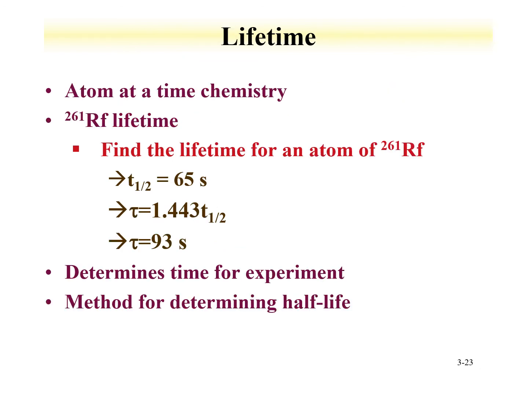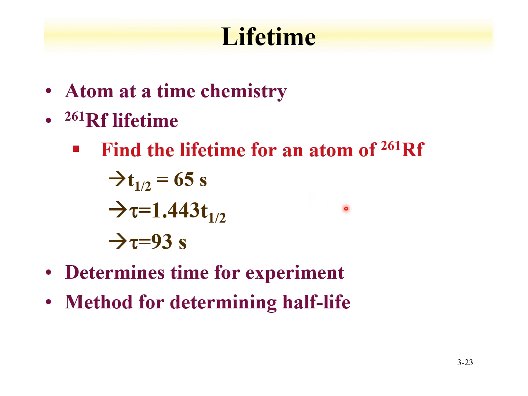A final example of a calculation from the equations that we've covered in part 1 of this lecture is the lifetime. Let's look at an example of atom-at-a-time chemistry, rutherfordium-261. What's the lifetime of this atom? Half-life is around 65 seconds, so 65 times 1.44 is 93 seconds. And this we use to determine the time for an experiment. We would want to perform a separation and get that sample on the detector within 90 seconds. So you're doing an experiment in the average lifetime of one of the atoms you're producing.